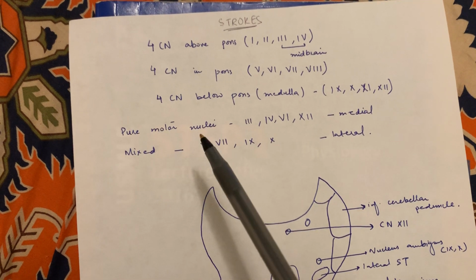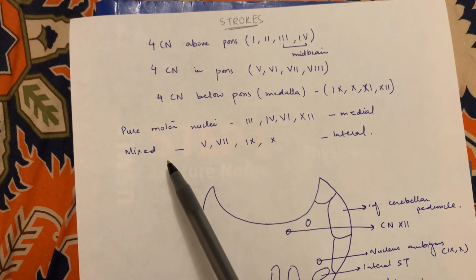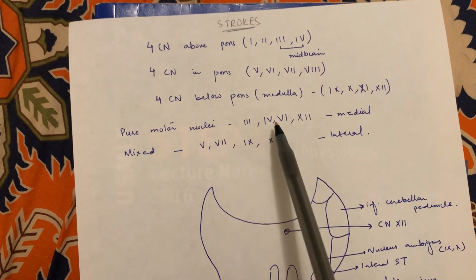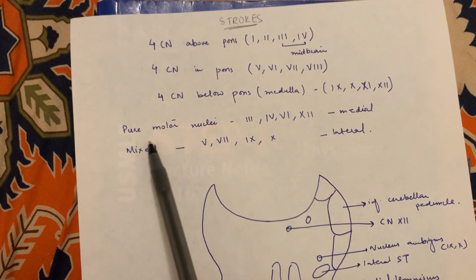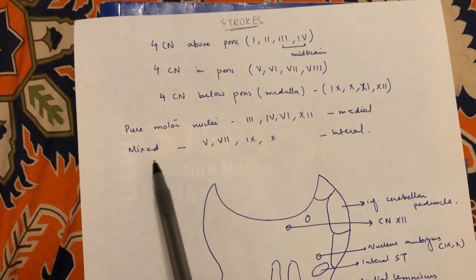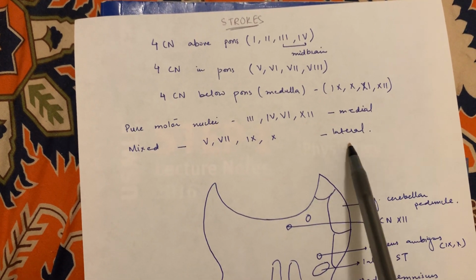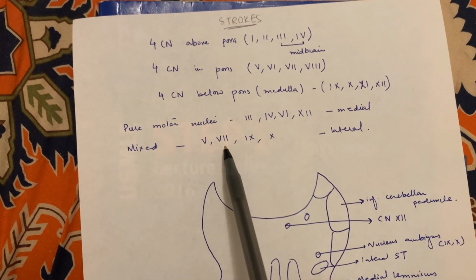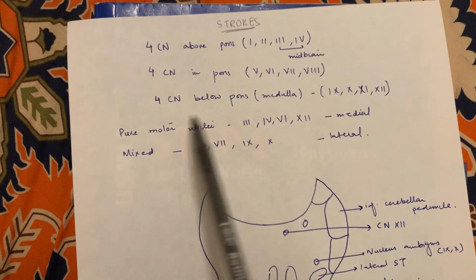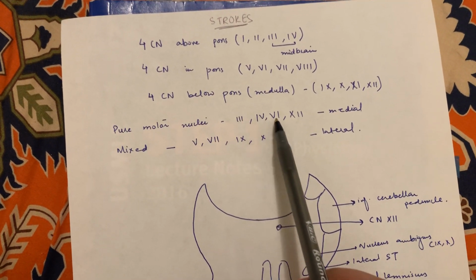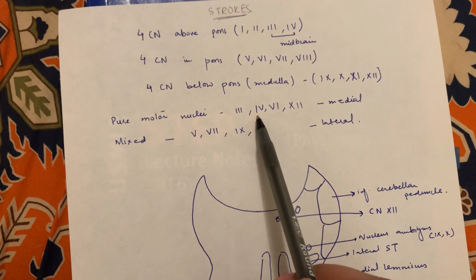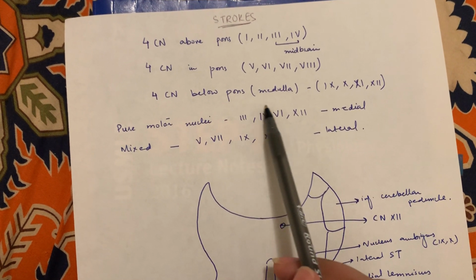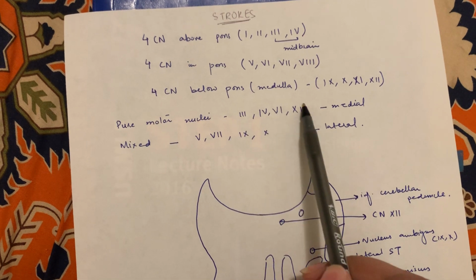Now, you have to remember the locations of these nerve nuclei. There are pure motor nuclei and there are mixed nuclei. The pure motor ones are 3, 4, 6, and 12. You have to remember that motor nuclei are always medial and mixed nuclei are always lateral. The mixed ones are 5, 7, 9, and 10. Remember 3, 4, 6: they are easy to remember because these are the ones that supply the eyes and help us move the eyes. These are pure motor nuclei, and 12 is for the tongue.